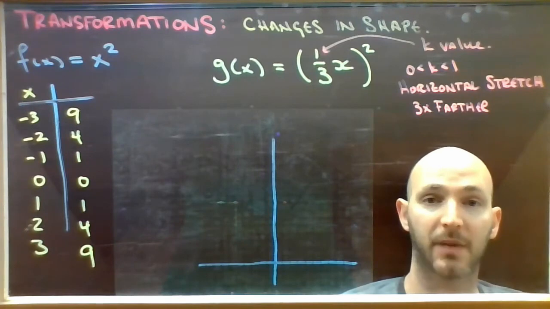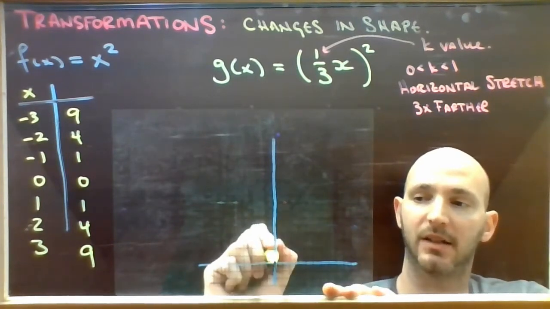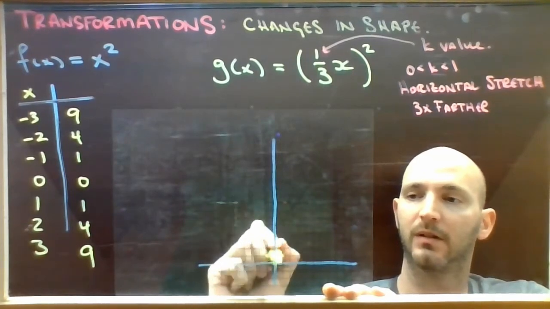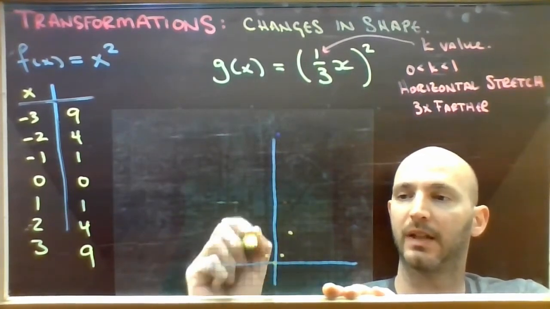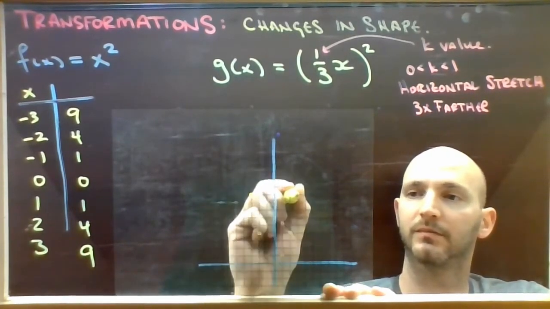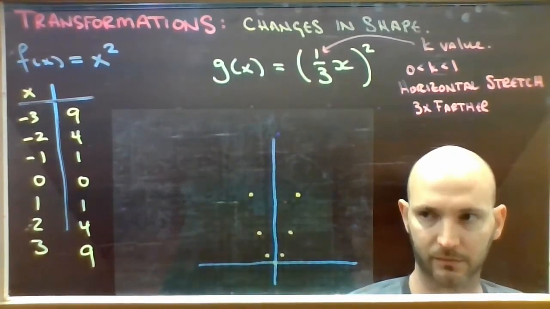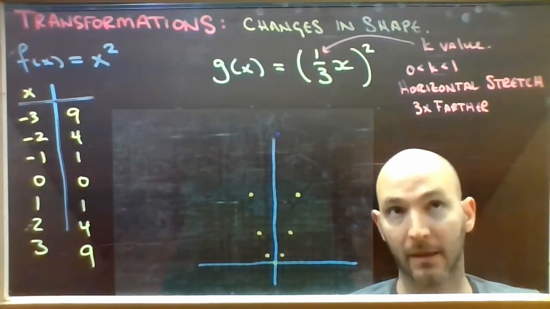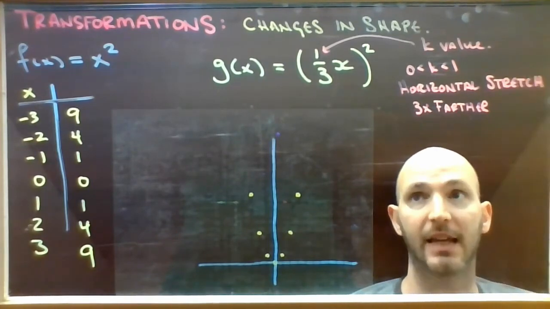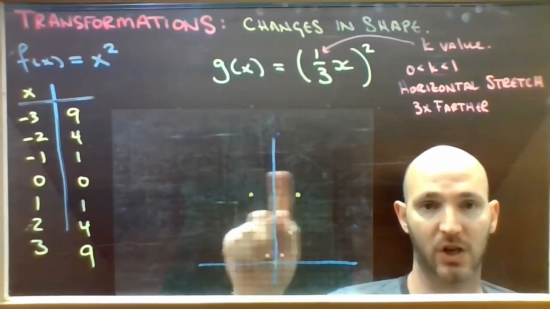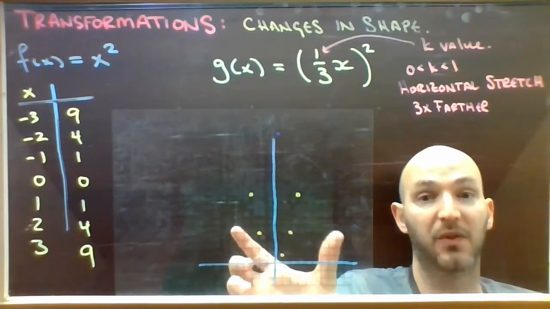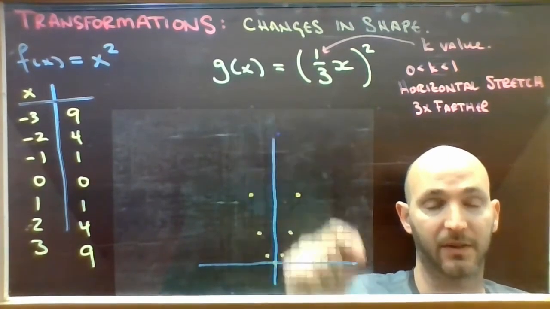Now my basic pattern for a parabola is 0, 1 and 1, 2 and 4, 3 and 9, 4, 5, 6, 7, 8, 9. This horizontal stretch is saying that I have to take these dots, and however far they are from the y-axis, I have to make them thrice that, because it's a third.